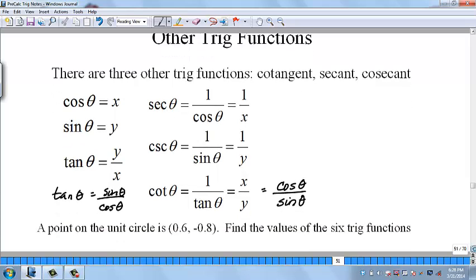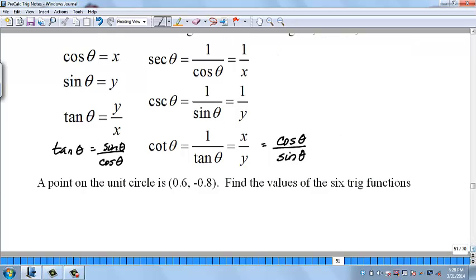So let's look at the point on the unit circle, 0.6, negative 0.8. When I graph this, I know it is going to be in quadrant 4. If I wanted to find all 6 trig functions, the best thing to do is change this into a fraction. So 6/10 is really 3/5, and negative 0.8 is negative 4/5. This makes it easy because I know this is the cosine of theta and this is the sine of theta. We can actually find all the rest of the 6 trig functions.